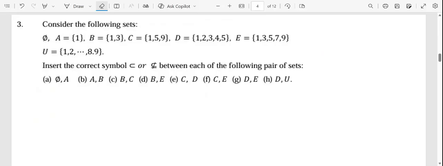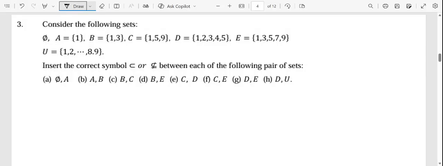All right. So here, consider the following sets. We have empty sets A, B, and C, eventually even D and E. And universal set has elements from 1, 2, 3, 4, 5, 6, 7, 8, 9. Is that okay? Insert a correct symbol between this one and this one. This simply means it's not a subset. Is that okay? Yes, between each of the following, we'll be putting whether this one or this one, a subset or not a subset. That's all.